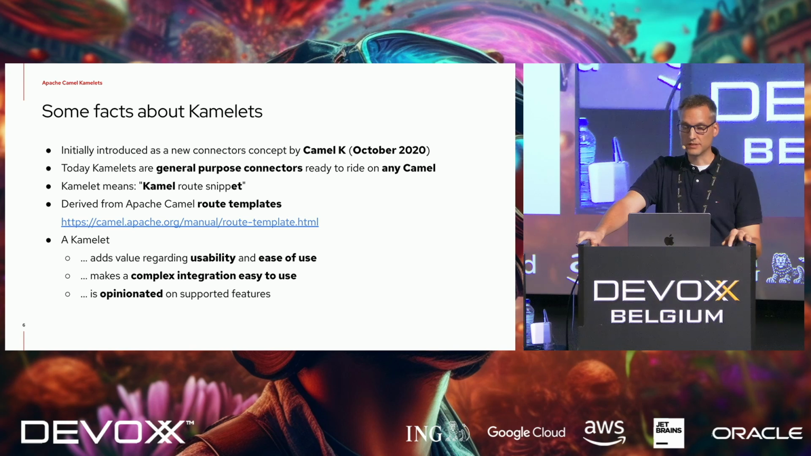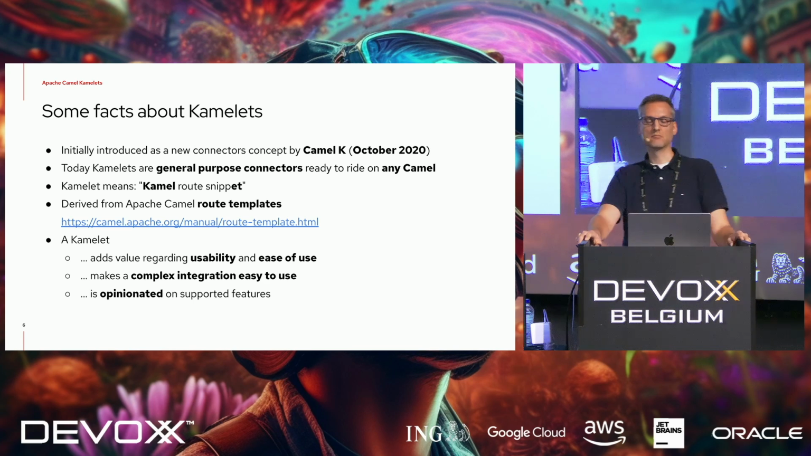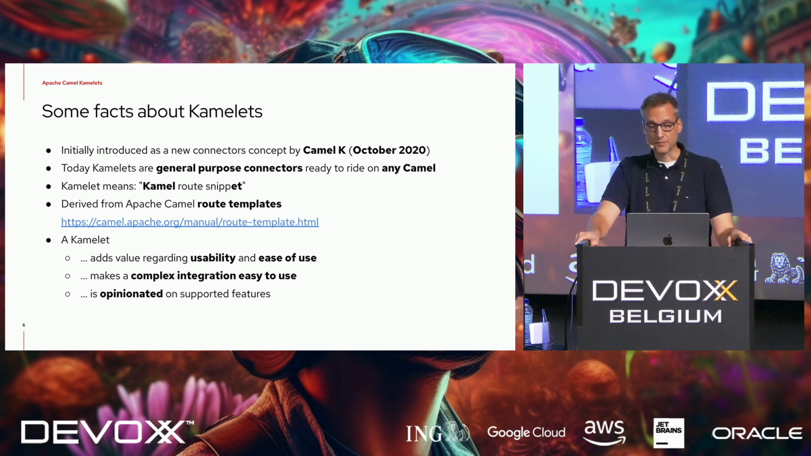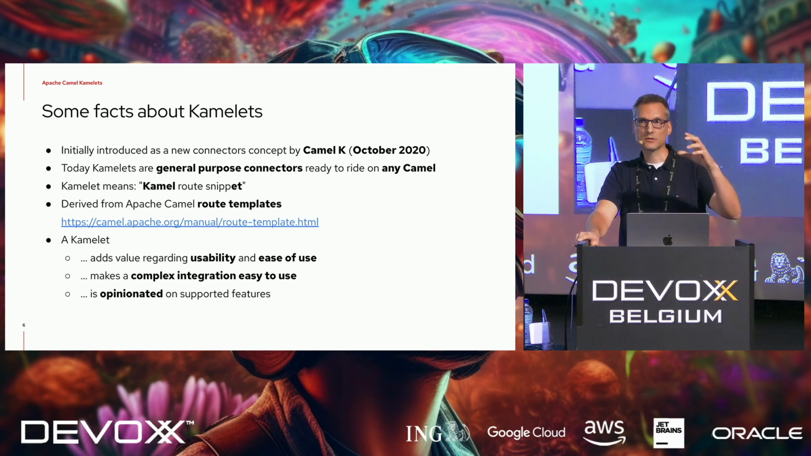It doesn't matter if you write your Camel application on top of Quarkus or Spring Boot, or if you run this on Kubernetes, or if you don't run this in Kubernetes. Everywhere you have Apache Camel, you can use Camelets. Camelets mean route snippets, so they leverage the concept of route templates in Apache Camel. The idea is to use a route, which is a Camel logic, and make it reusable across multiple projects, across multiple scenarios, and make it usable for many, many users.